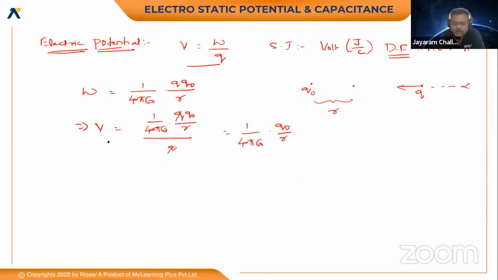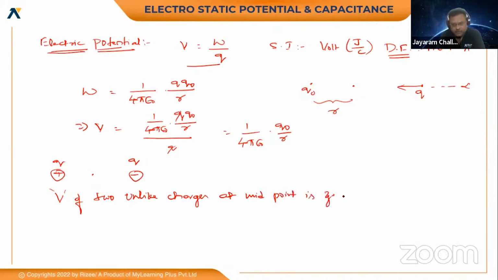Similarly, you can find the potential due to different arrangements. For example, you have a positive and a negative charge. Then at the midpoint, the potential will be zero if the charge values are the same. That is the potential of two opposite charges, or two unlike charges. So at the midpoint, how much? Zero.